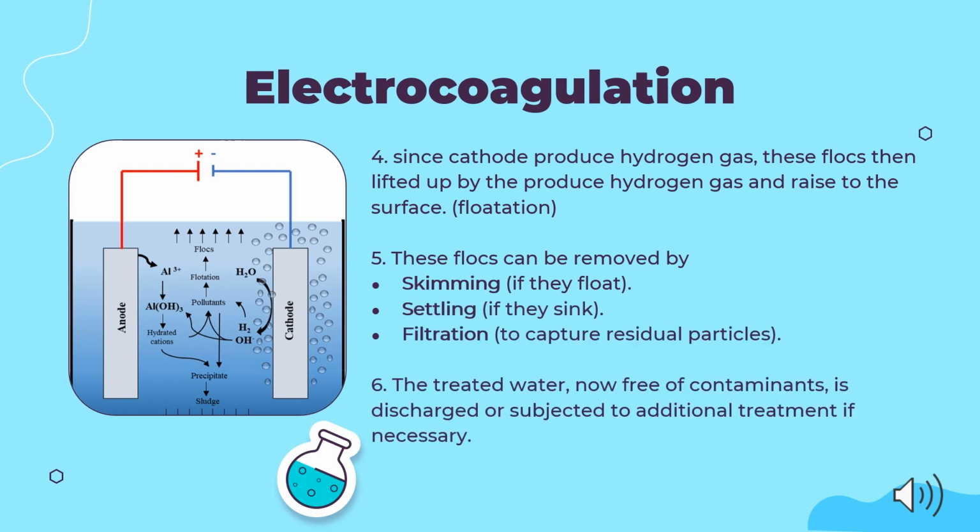As we can see, this is the picture of how the electrocoagulation process occurs in the presence of water. Since the cathode produces hydrogen gas, this floc is then lifted up by the produced hydrogen gas and raised to the surface, which is called the flotation process. This floc can be removed by skimming if it floats, settling if it sinks, and filtration to capture residual particles. Lastly, the treated water, now free of contaminants, is discharged or subjected to additional treatment if necessary.